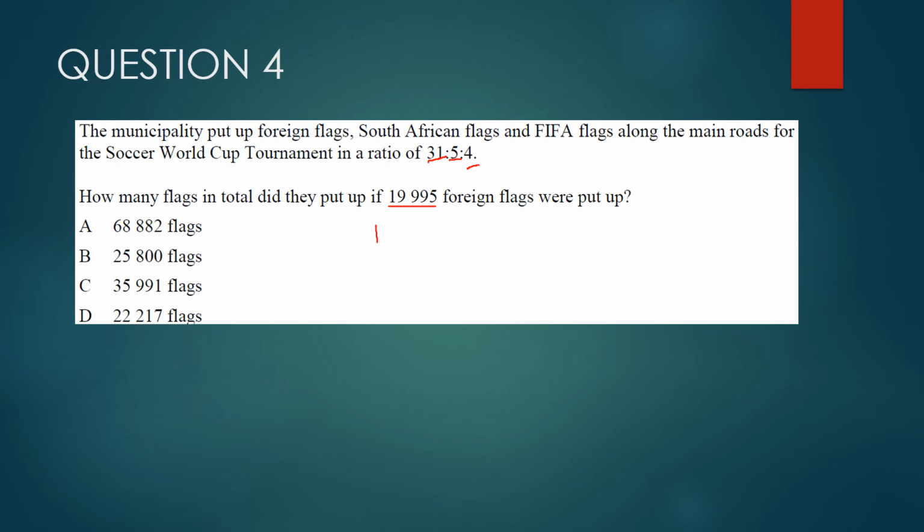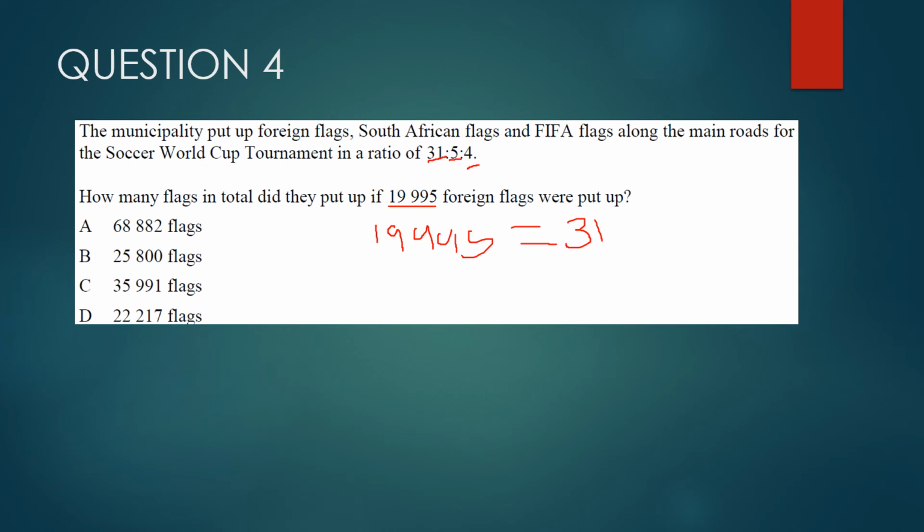Okay, meaning that 19,995 is equal to 31. Now they want the overall number of flags. If we are having 19,995, which is 31 in ratio form, how many flags do we have altogether? Now you want to find out, in ratio form, what is the ratio for all the flags?